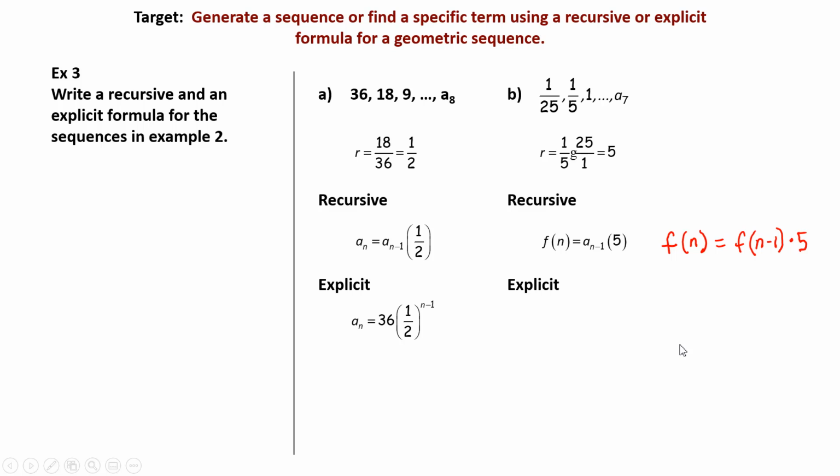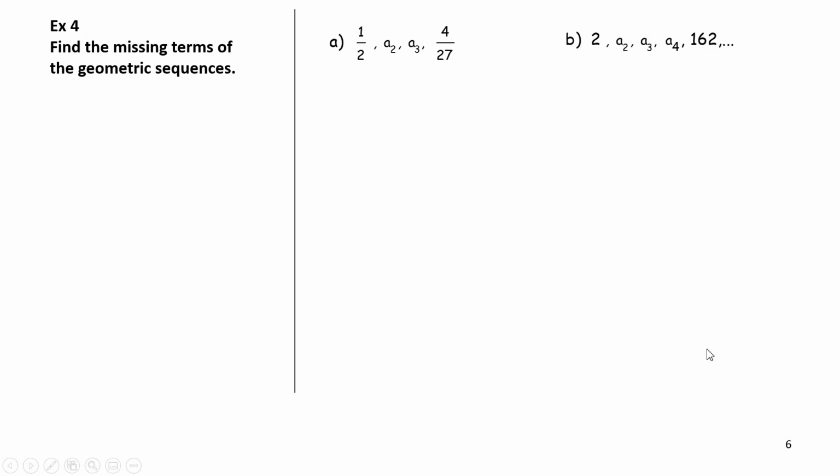My explicit formula is f of n equals 1 over 25, that's my first term again, times 5, to the power of n minus 1. And this one is correct, because whatever n this is, so if I said find me the 5th term, you'd plug in 5 here, and you'd end up plugging 4 in up here. Okay? All right, we'll skip that part for now.